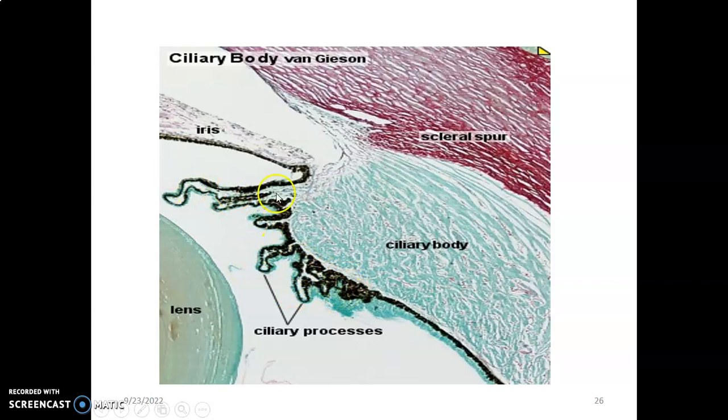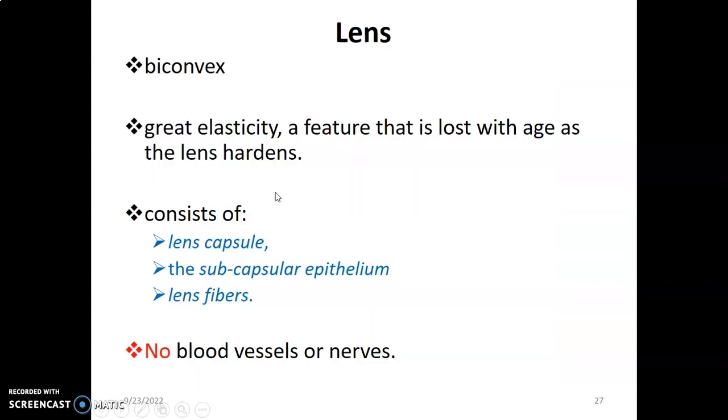So the lens capsule is thick, homogeneous, and refractile, and it contains high carbohydrates. It has a very thick basement membrane and has abundant collagen type 4 and glycoprotein. So that's the histology of the lens capsule.